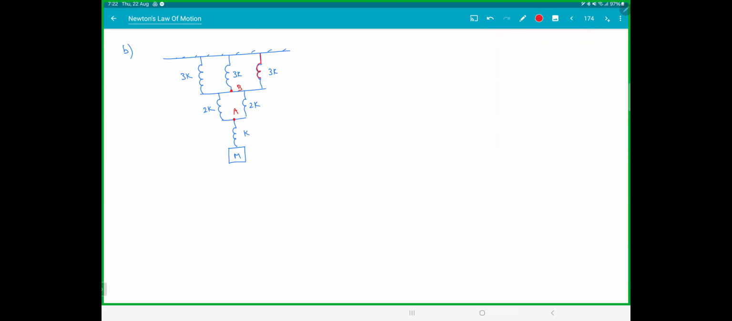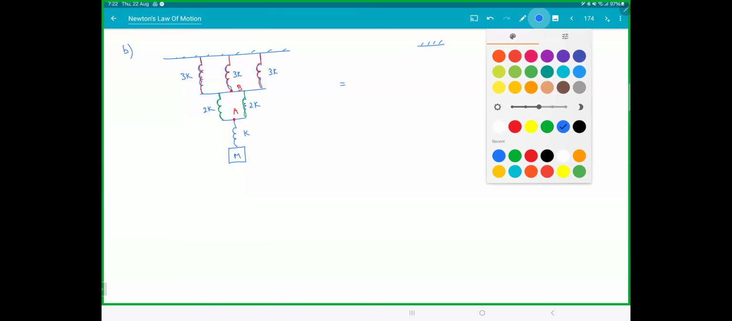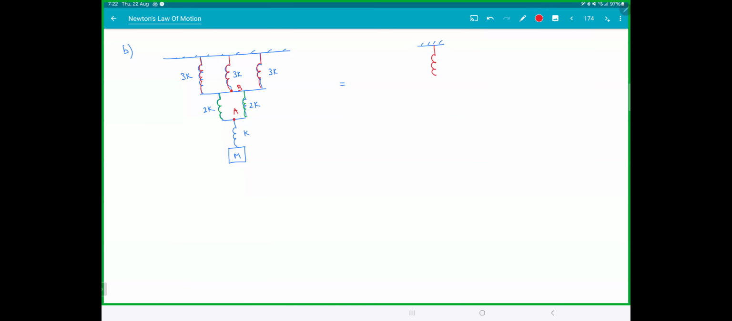So these ones are the red ones. I can replace 3k, 3k. All three are in parallel. When they're in parallel, you can add them up. So we will get one spring here. This will be 9k. 2k, 2k are in parallel, they'll add up. That would be 4k. And that last one is k.